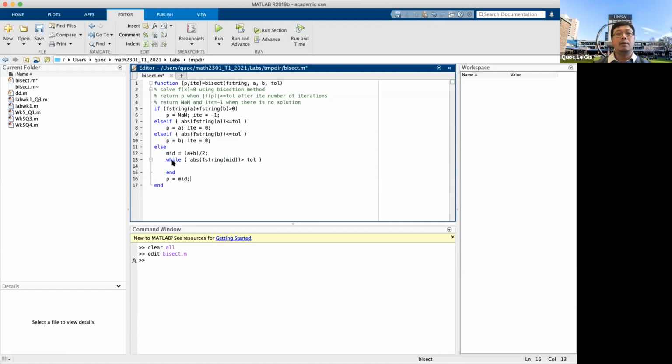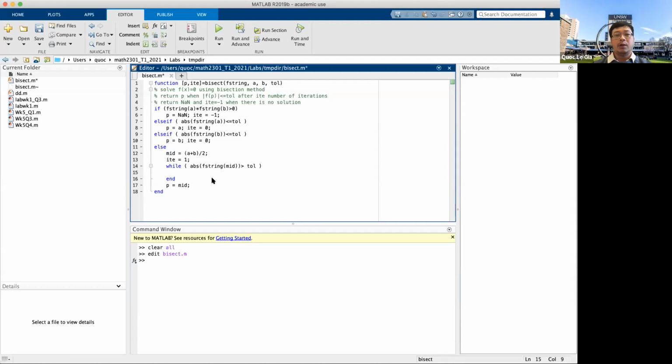And iteration, well, here we have to set iteration equal to 1, because you compute one midpoint already, so one iteration already. But what happens if it doesn't satisfy? What happens if it's not a solution? Well, remember the algorithm, right?